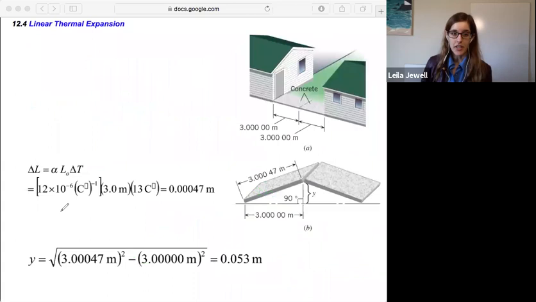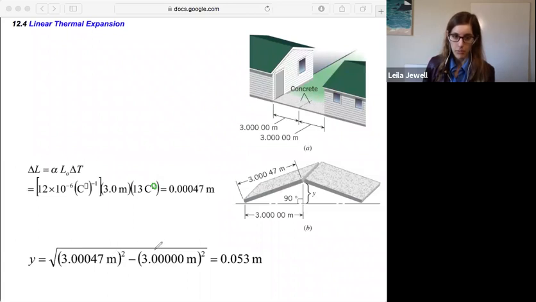So we can get our delta L with that coefficient of linear expansion times the original length, without all the sig figs written out, times 13 Celsius degrees, sorry, the boxes there should just be degrees, is equal to 0.00047 meters. So that's about half a millimeter. That's not a big change in length, and that's part of why we don't tend to see this with our eyes.